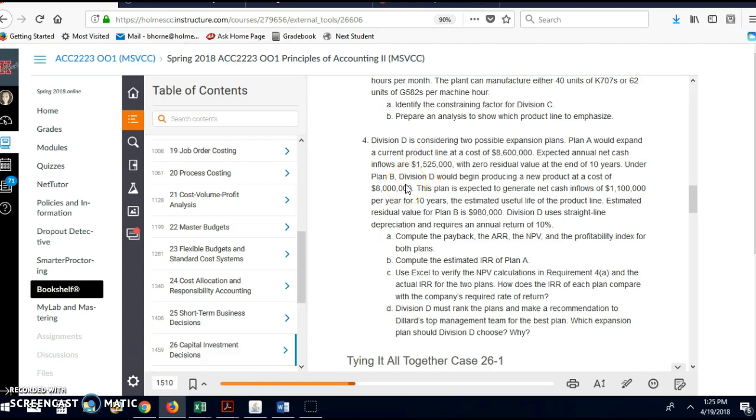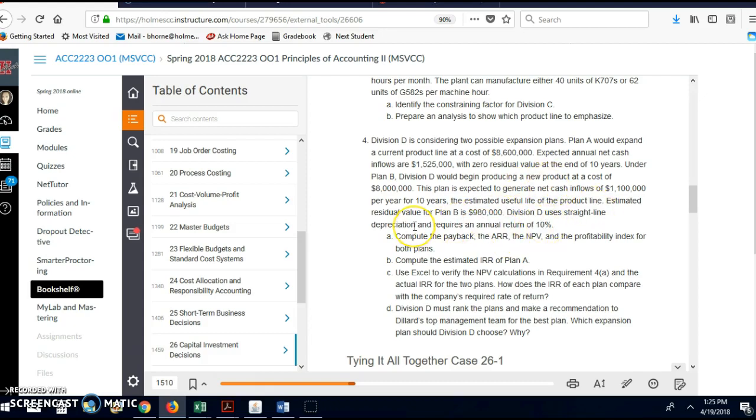And then Plan B, the product cost would be $8 million, and the cash inflows would be $1,100,000 per year for 10 years, which is the estimated useful life of the product line. Estimated residual value for Plan B is $980,000. So at the end of the 10 years, it would still have some residual value, whereas at the end of 10 years, Plan A would have zero residual value. That means what's left over.